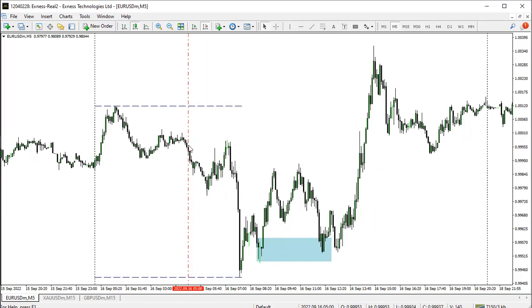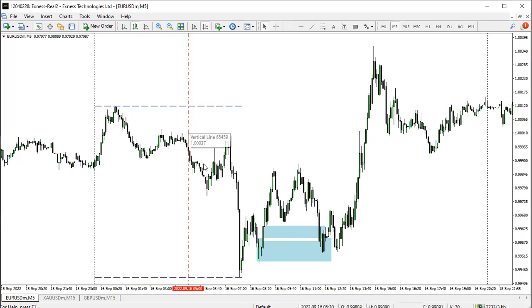Same here. From 5 a.m. GMT to my London open, okay, which is somewhere here. As you can see, low, high, low. Then there was a lower high, higher low, break of structure. And then here, they came back to this order block and also this fair value gap there. So this could have been your entry.